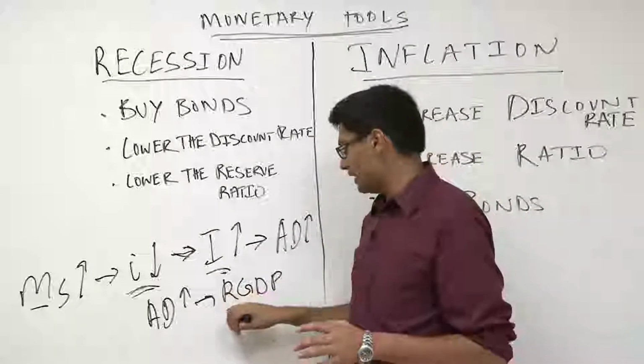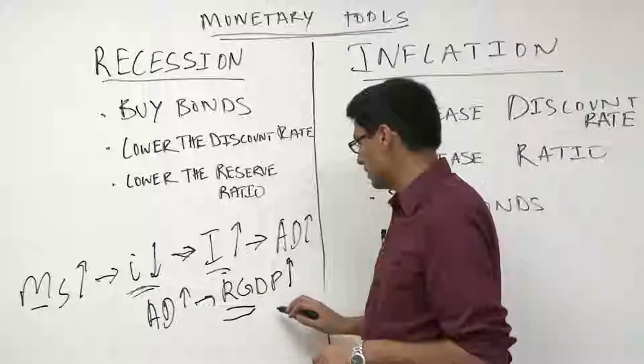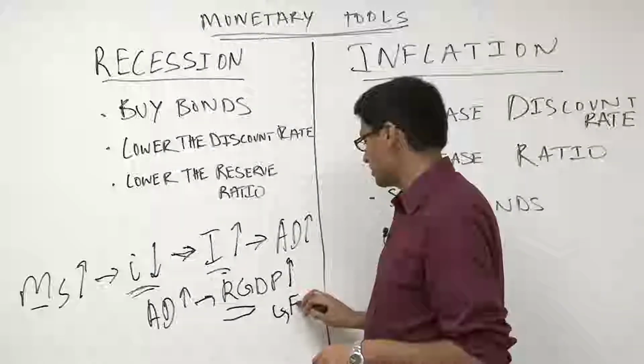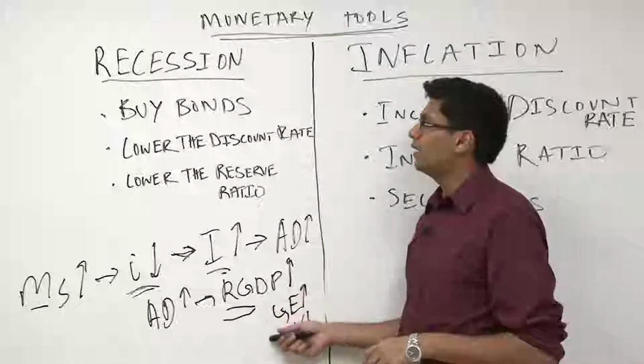So if AD goes up, our GDP goes up, and the direct result of our GDP going up is that your employment goes up, or your unemployment goes down. Okay? And this is how we fix a recession, right?